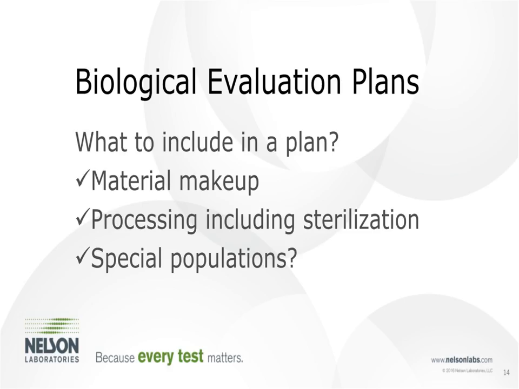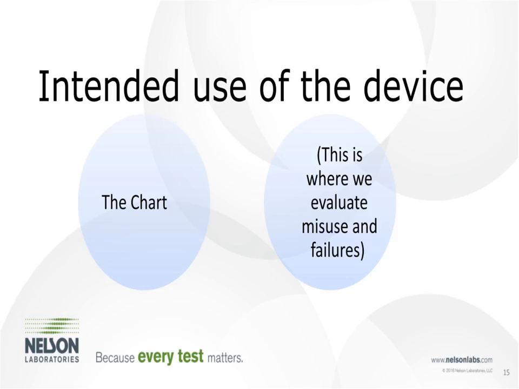Cleaning, these detergents that could be toxic, oils from the manufacturing line, colorants, which we'll get to in a minute, all these things could have possible impact to safety and all need to be put into your plan as a possible evaluation endpoint. We talked about special populations. Are there certain people that are contacting this device that have special considerations? So how do we evaluate the intended use of the device?